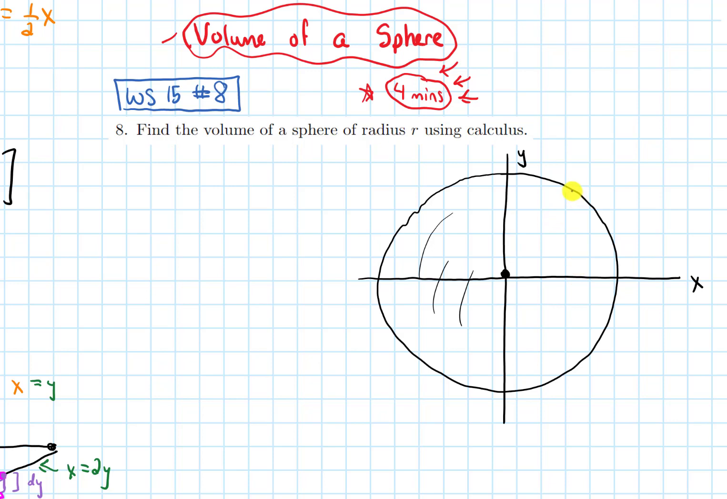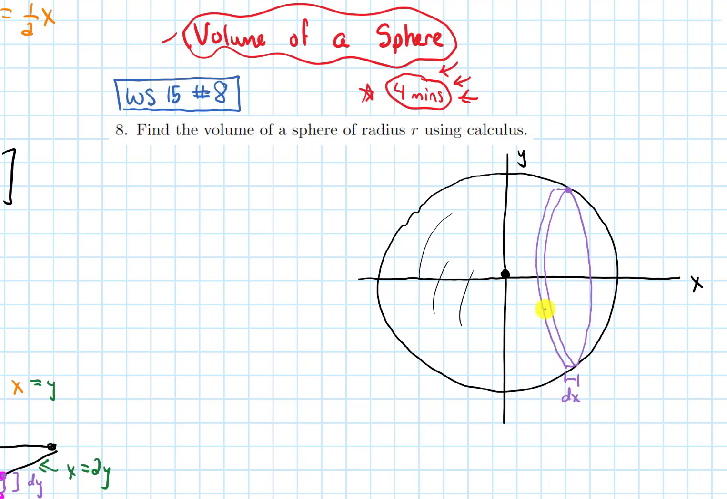If I do that, the slice would be a circular cross-section. That cross-section has a tiny bit of thickness, which I'll draw in the x direction. I'm going to call this dx, because it is getting really, really small. As it gets infinitely small, if we add up an infinite number of cross-sections like this, it would perfectly give me the volume of this whole shape.